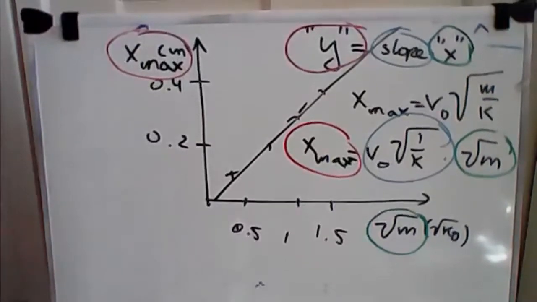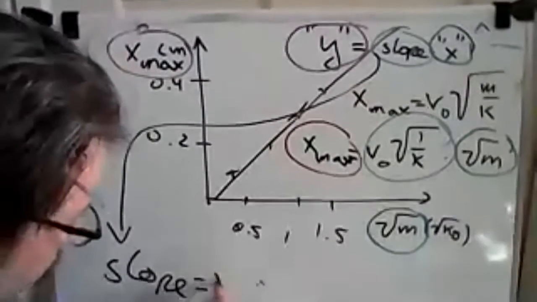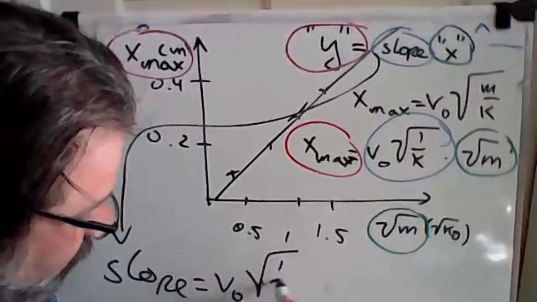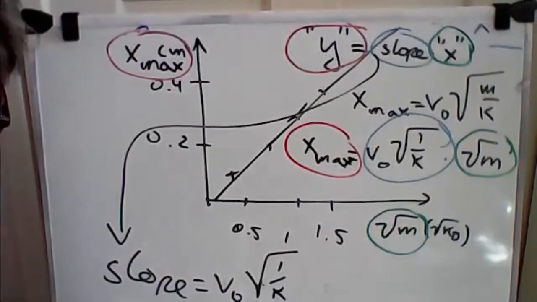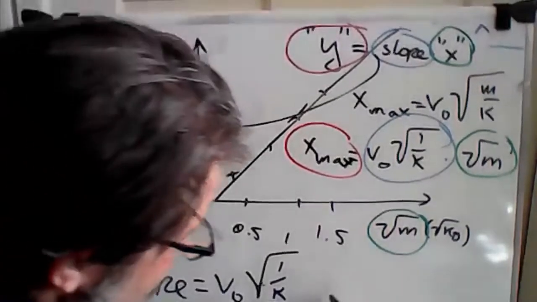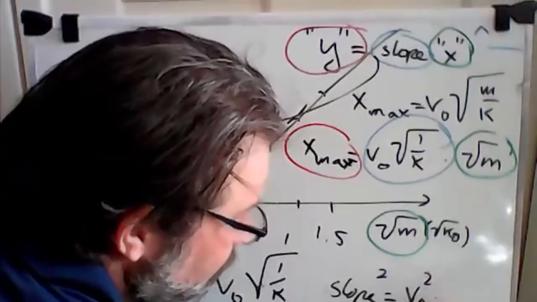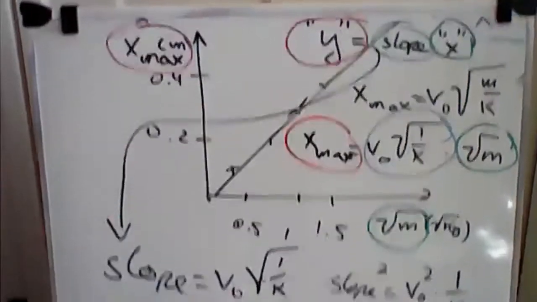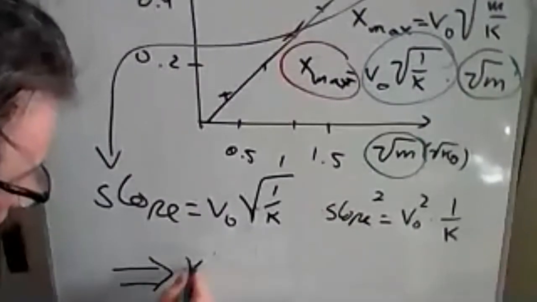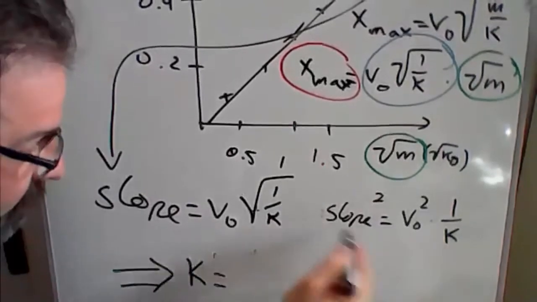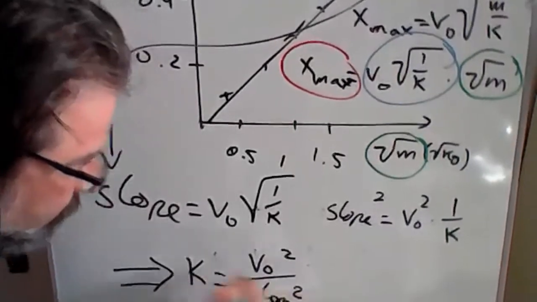And we can take that now down here and say, okay, slope is equal to v0 square root 1 over k. And of course, we're trying to solve this for k, and it's stuck in the square root, so we're going to have to square everything. So we'll get slope squared equals v0 squared times 1 divided by k. And now I'm just going to scooch down just a jiffy. And then over here, that means that k is equal to, move that up, move that down, v0 squared divided by slope squared.